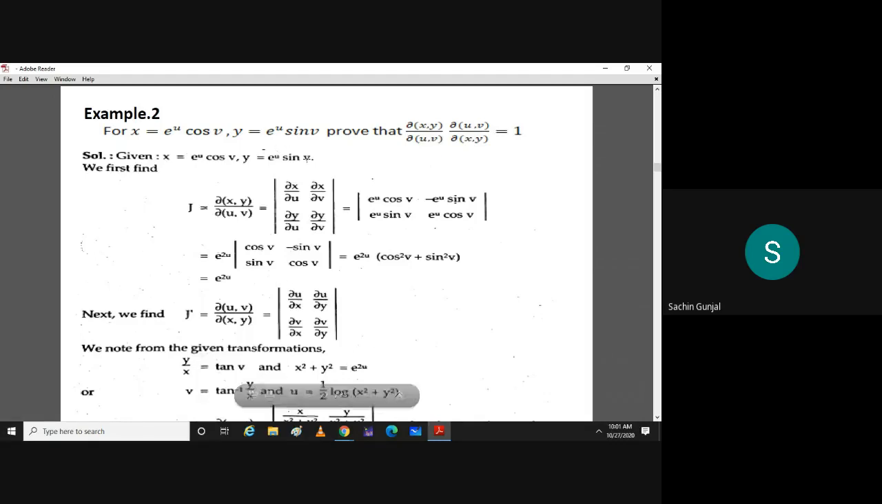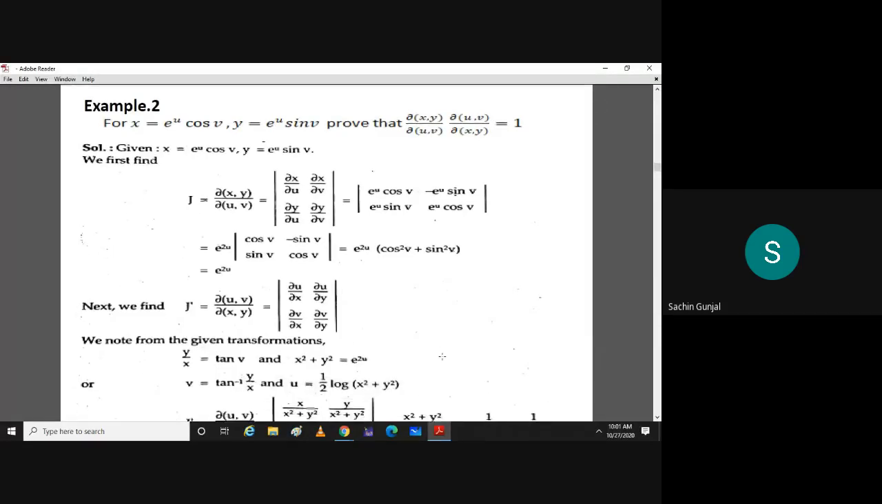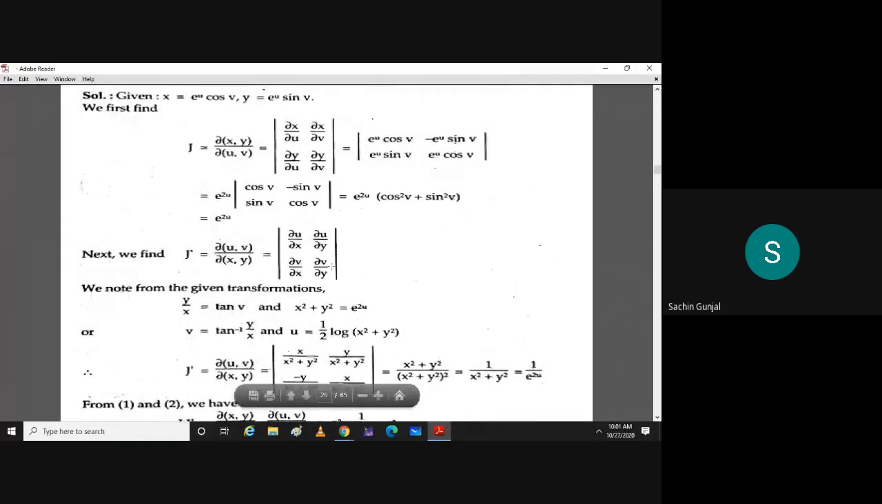So we are eliminating v. So x square plus y square is equal to e raised to 2u. Now if you apply log on both sides, log of x square plus y square equals log of e raised to 2u, which is 2u only. So u is equal to 1 by 2 log of x square plus y square. Now how to eliminate u?